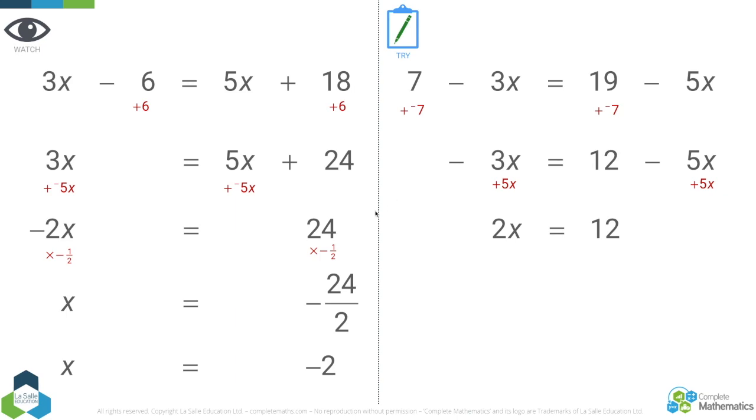Again, like before in the previous example, I have to split into two equal groups to get 1x isolated on its own. So I multiply by 1/2 on both the left and right, which leaves me x equals 12/2, leading to x equals 6.